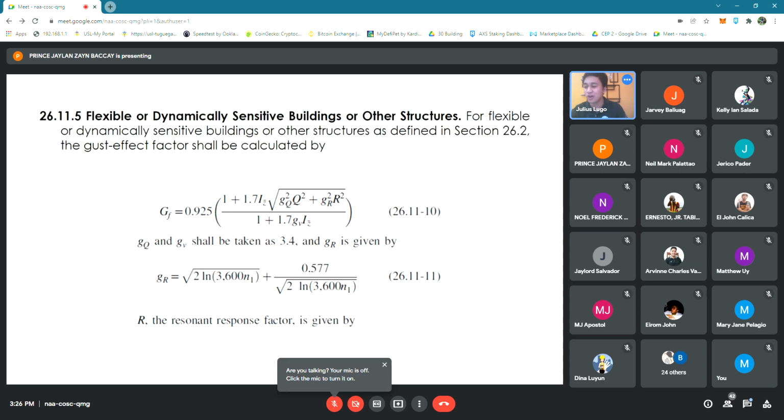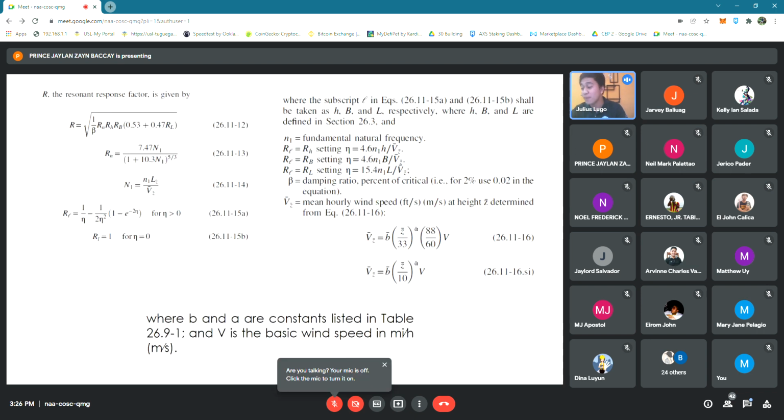Next po. Yeah, we're about to finish. I'm trying as much as I can to finish this before the time. Okay, hopefully matapos na natin siya. Anyway, ito lang naman yung point. So again, guys, yung resonant response factor ninyo. So 1 of eta, mga ganyan. Oh my goodness.